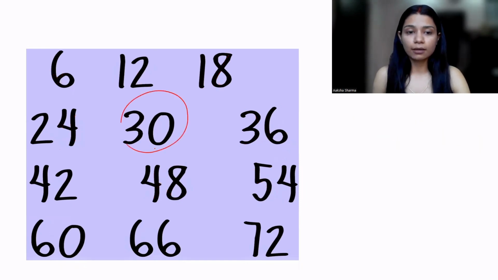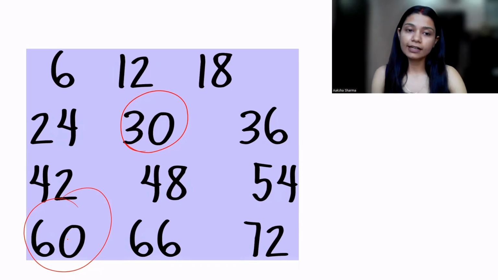So I can see 30 and 60 are two numbers that I saw in the table of 5 also, and that I'm seeing in the table of 6 also. Other numbers that I can see are not ending by 5 or 0. So that means they don't come in the table of 5. That means they can't be arranged in groups of 5. So we have shortlisted two numbers, 30 and 60, that are common multiples of 5 and 6.